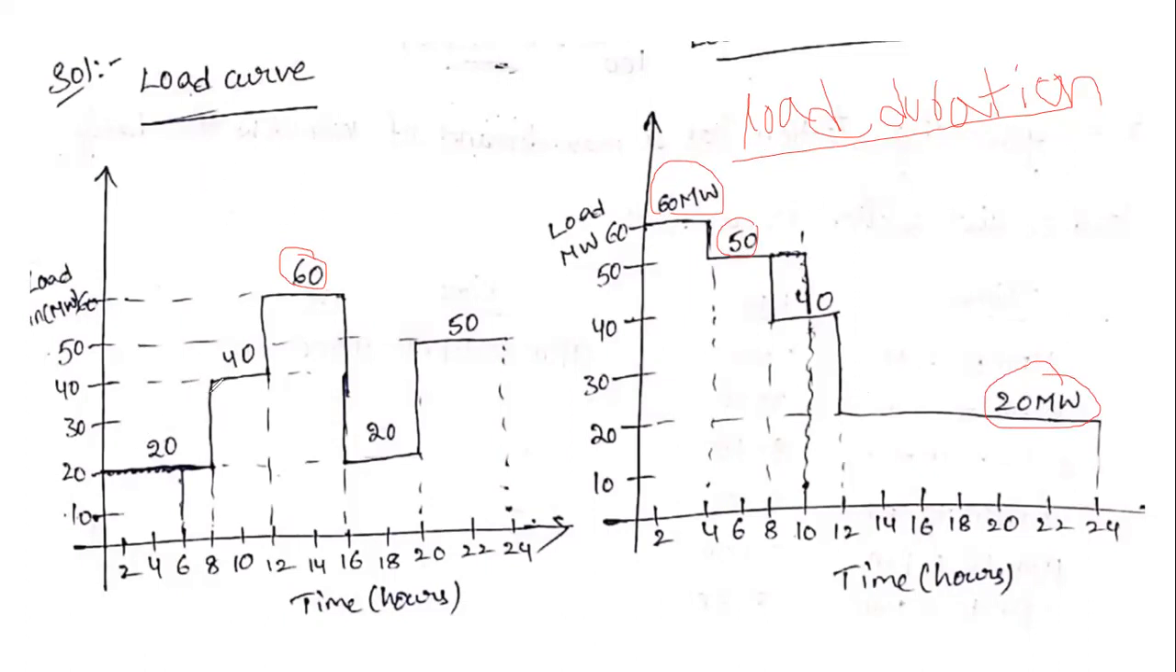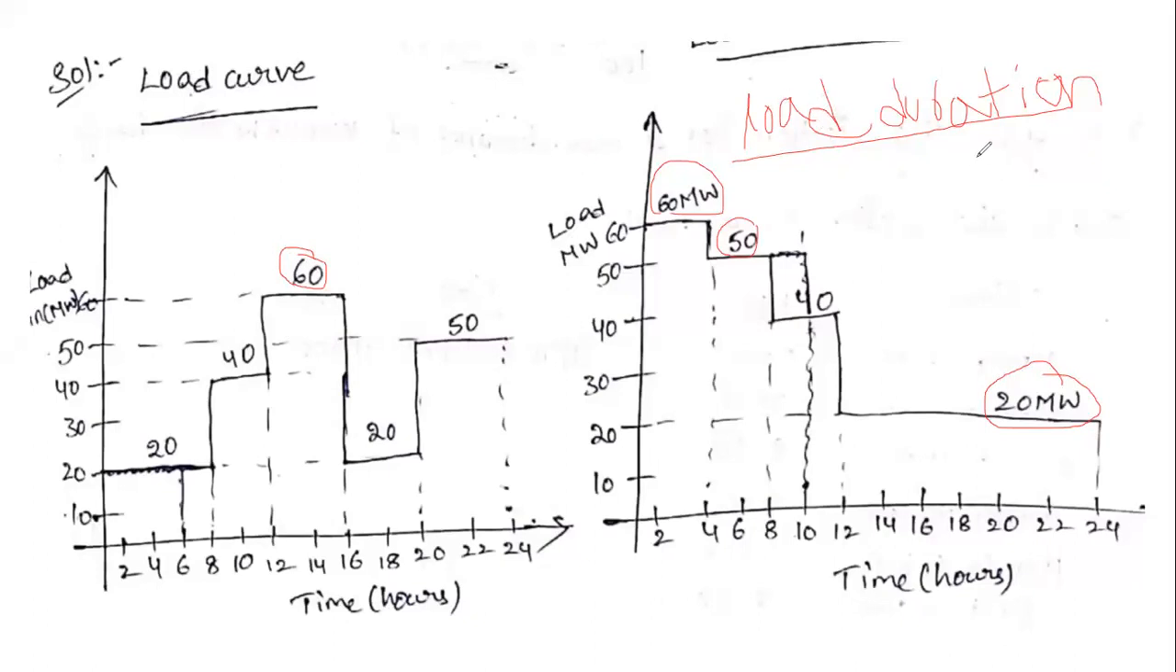And then we observe the difference between the load curve and the load duration curve. In the load duration curve, all the loads are obtained in the descending order. Therefore, the load duration curve gives the various loads in the descending order. This is the difference between the load curve and the load duration curve.